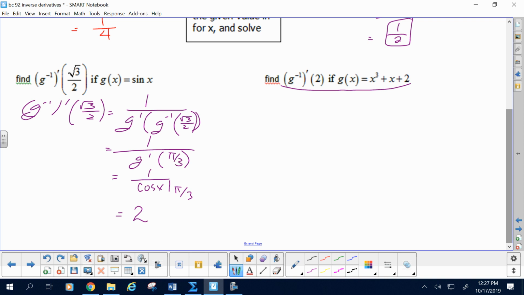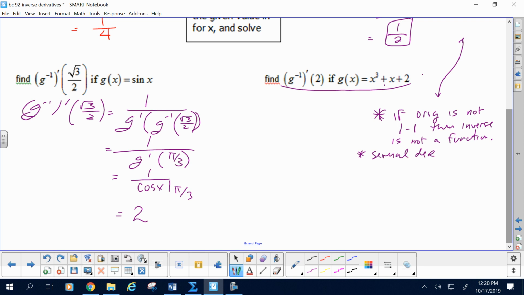Do you think there's 2 solutions to this? It's 1-to-1. It's monotonic, so it's not that. But I think maybe it's just meant to spur a conversation. So here's the deal. Just for the sake of notes, if the original is not 1-to-1, then the inverse is not a function. What that means for the derivative is there could be several derivative slopes possible in those cases.